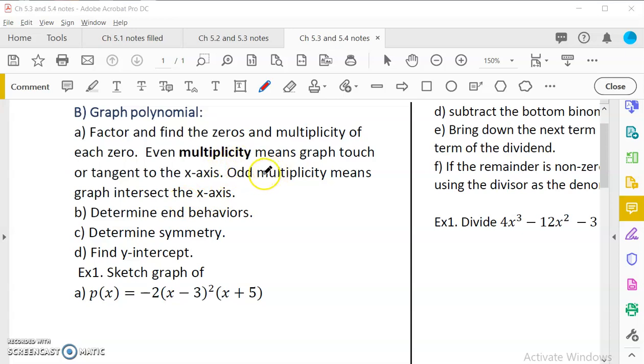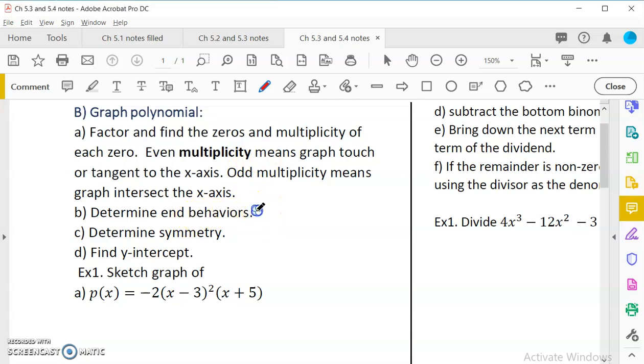So this is important. In my examples, I will graph polynomials that have already been factored, so the step of factoring is already eliminated. If you want to know how to factor them, look at part 1. After you find all the zeros and determine the multiplicity of each zero, the second thing is to know the end behaviors of the polynomial functions.